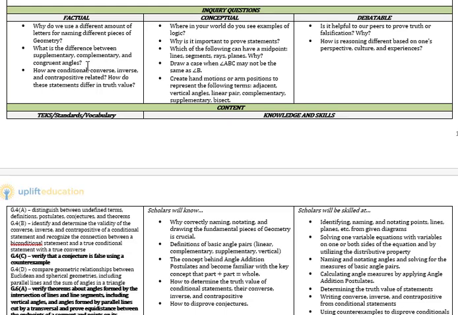What if that? And that's going to help the students get to these answers. The debatable questions, on the other hand, are supposed to be questions that we can ask in a math classroom, but are not necessarily geared toward a math classroom. So the first one, is it helpful to our peers to prove truth or falsification, and why? The second one, how is reasoning different based on one's perspective, culture, and experiences?